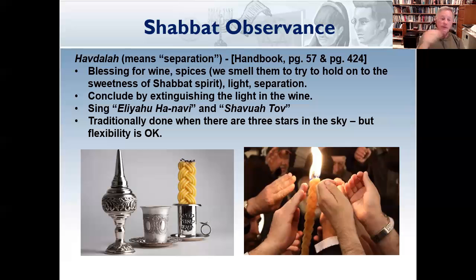And then we put out a multi-wicked candle in the wine, and it sort of symbolizes that at the beginning of the Sabbath, we're lighting candles. At the end of the Sabbath, we're extinguishing a candle. And we sing traditional songs. We sing a song about Elijah, who is traditionally held to be someone who will bring the Messiah to us. And the reason we are singing about Elijah is the Sabbath has been a taste of the Messianic age. And now we know the Messiah hasn't come and we need to go back to the work week.